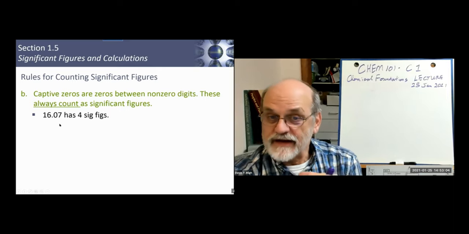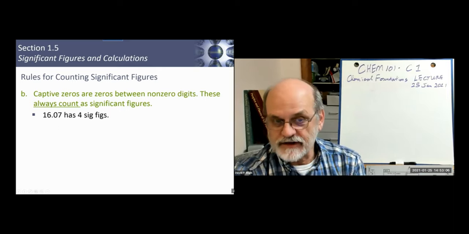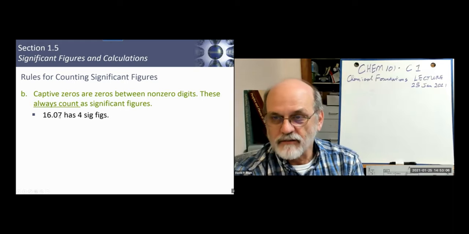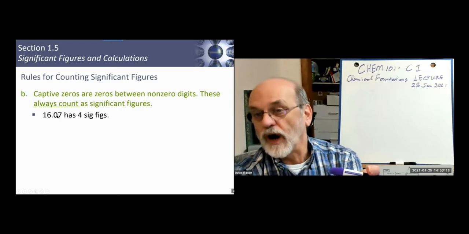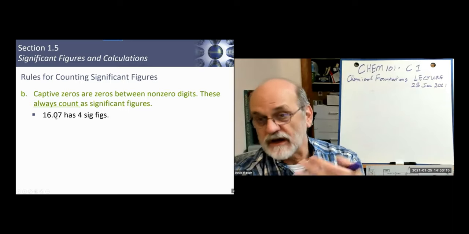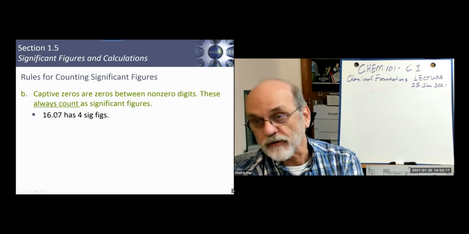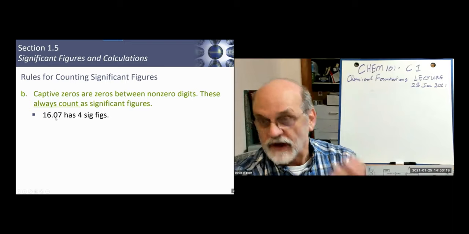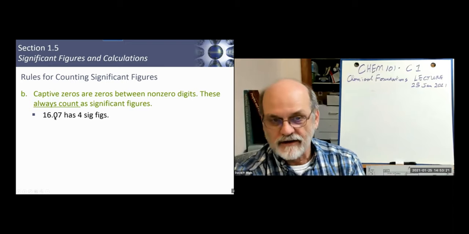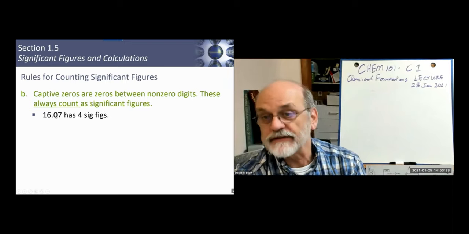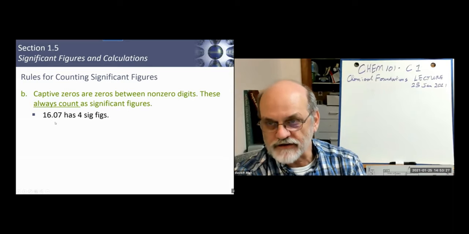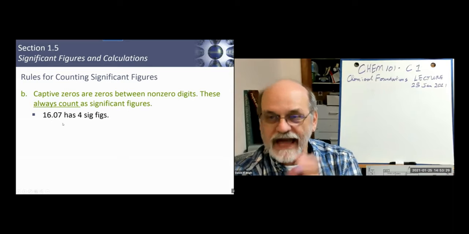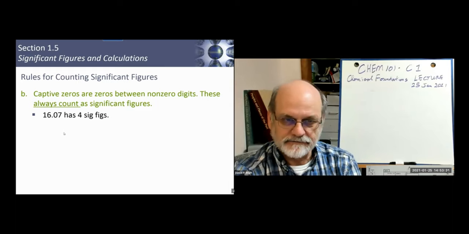The next type is a captive zero. That is one that is bracketed by non-zero numbers. Now, here we just show you one, but there could be a whole host. You could have three or four or five zeros in there, placeholding positions, and all of those zeros would be significant. They would be trapped between two non-zero numbers, and we count them as significant.